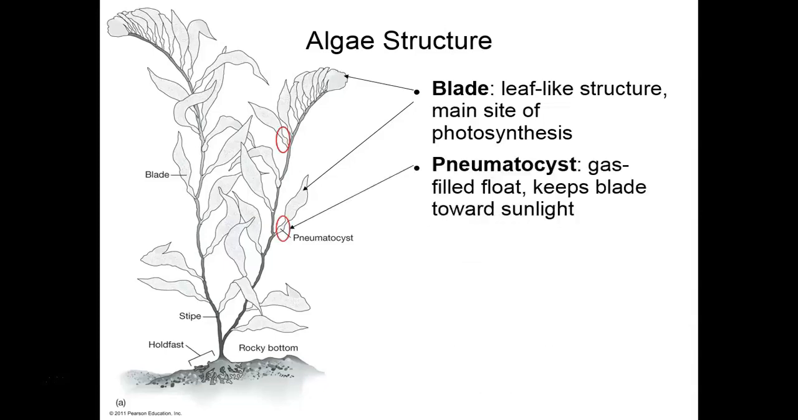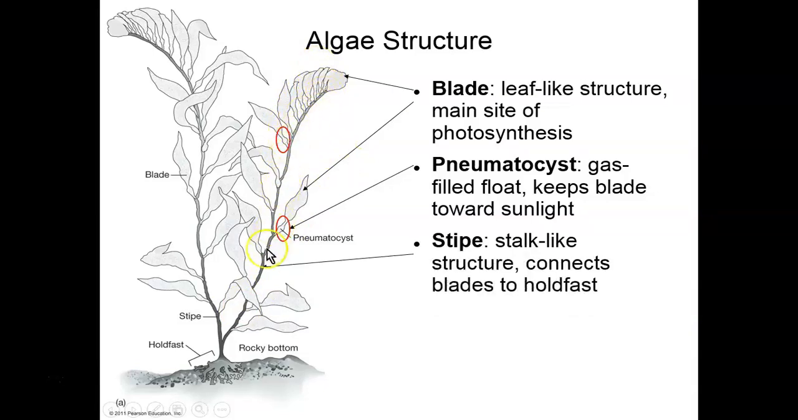Then these little ball-like structures that you can see circled here, and they're also at the base of every single blade of the giant kelp, are called the pneumatocyst. A pneumatocyst is a little bulb that is filled with gas that makes the alga buoyant and makes it float towards the surface. The reason why is because it needs to be closest to the sun for photosynthesis. Otherwise it would basically just flop over, and these little pneumatocysts help the blades get closest to the surface to photosynthesize.